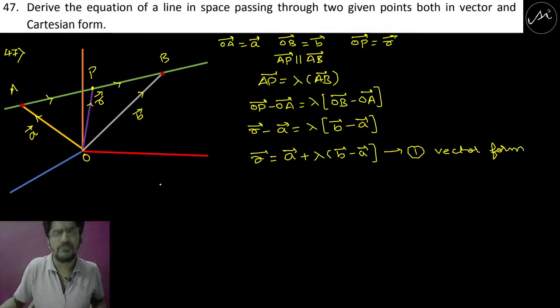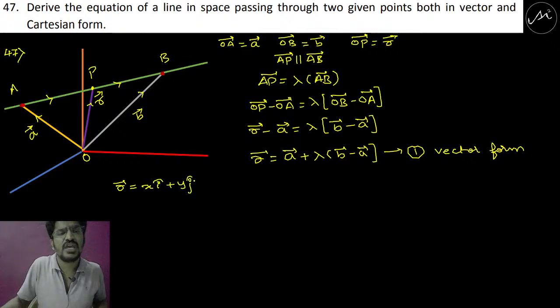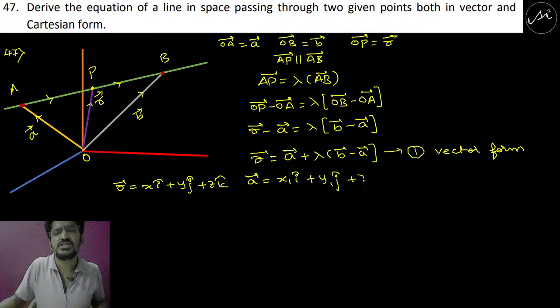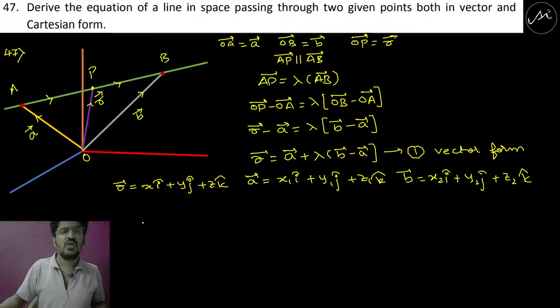So now you just see for Cartesian form, what I will do, I will write vector R as x i cap plus y j cap plus z k cap, and vector A as x1 i cap plus y1 j cap plus z1 k cap, and vector B as x2 i cap plus y2 j cap plus z2 k cap. Okay. So now take all three vectors in the equation 1.